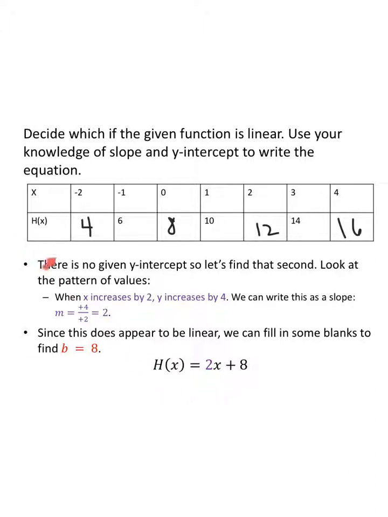So h of x, the function with the name h, has a slope of 2, looking at the pattern of change in x and change in y, always change in y divided by change in x. 2x plus 8, our equation.